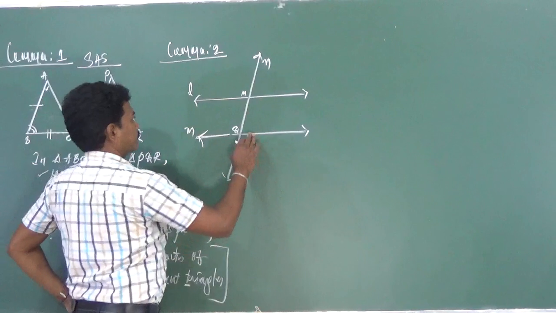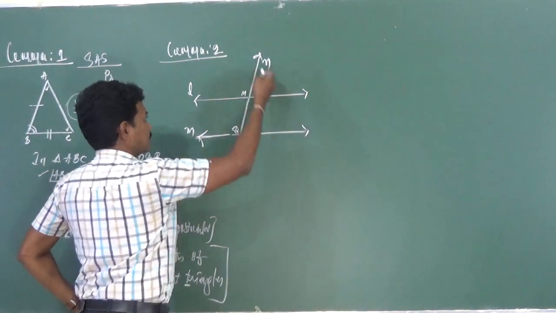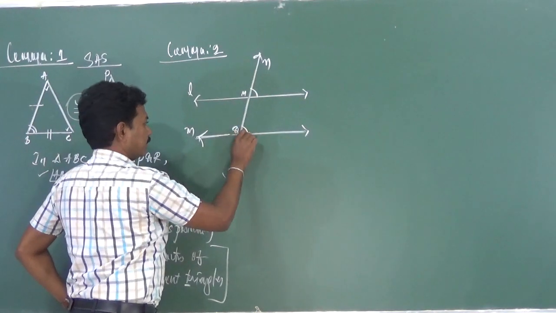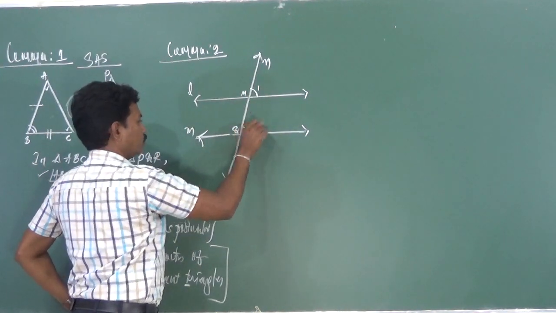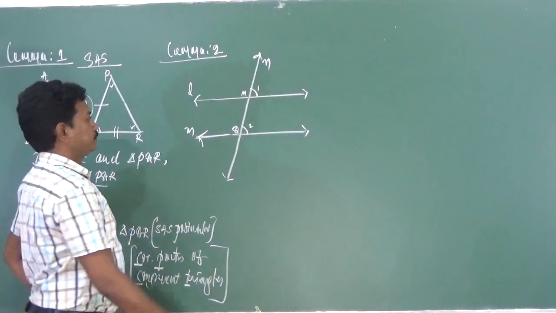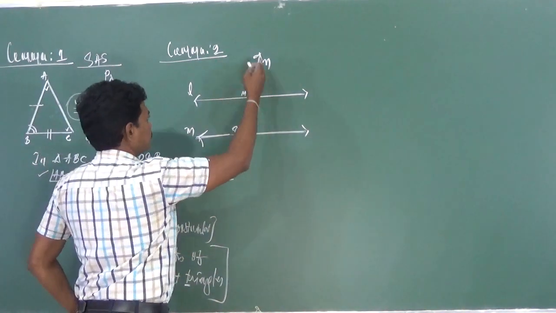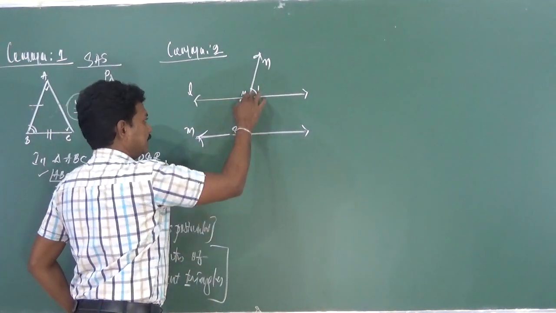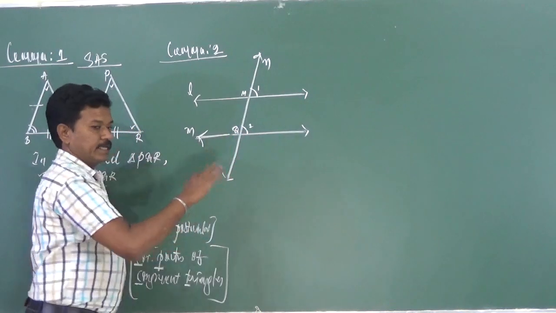Right. So now, when two parallel lines are intersected by a transversal, then we can identify the corresponding angles. So this is angle 1 and angle 2. Angle 1 and angle 2 are the corresponding angles. So here, if two parallel lines are intersected by a transversal, then the corresponding angles will be equal.